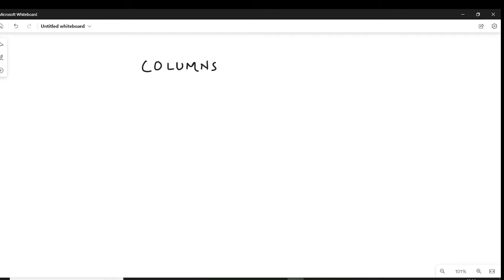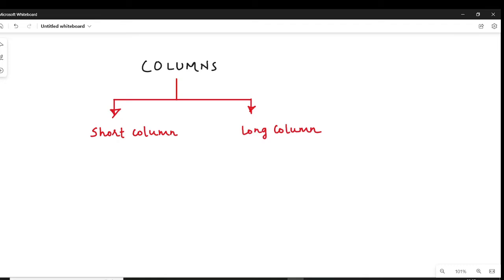In this video, we will see an introduction to the design of columns. We will see what the terms are that are used in the design of columns. Basically, you have two types of column: one is the short column and the other is the long column. And again, the short column is divided into different categories based on the application of the load.